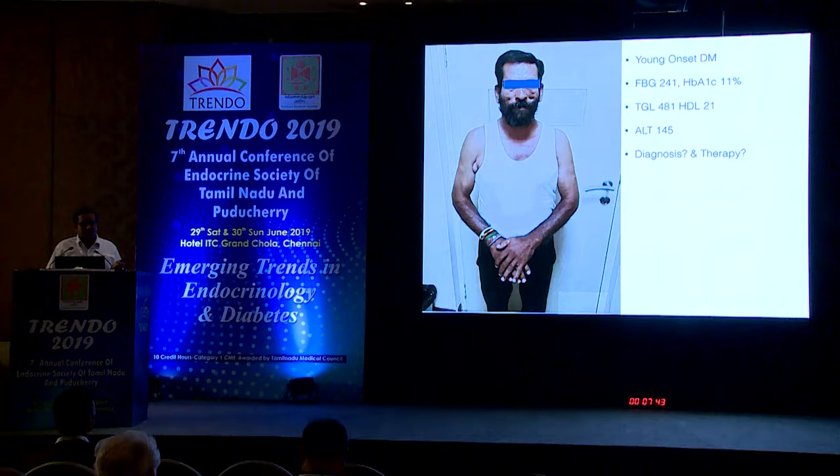Let's go more into precision medicine and diagnostics. This is a middle-aged man, but he had a young onset diabetes. His diabetes was diagnosed at the age of 25. His fasting was around 240. His hemoglobin A1C was 11%. Triglycerides 480, HDL 21, and ALT was 145. Anybody in the audience can shout out? What do you think the diagnosis is?